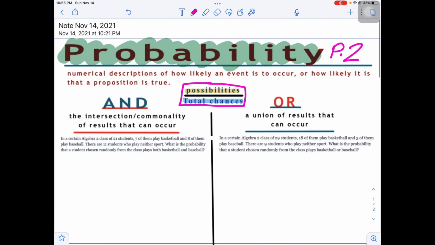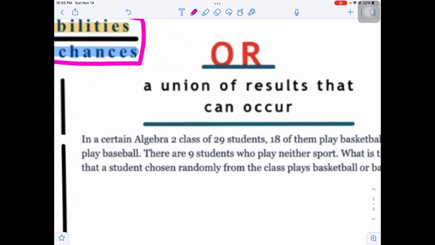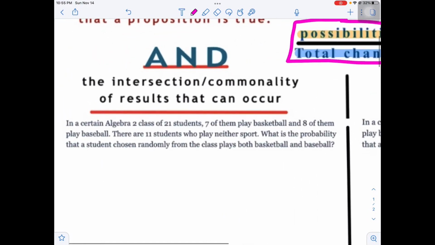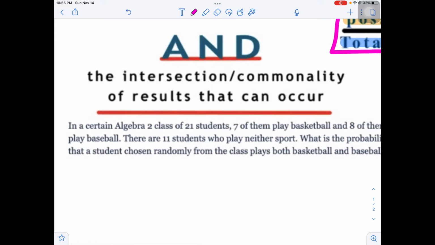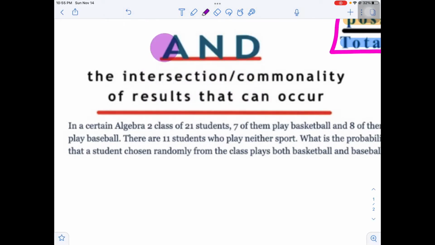Now, in this video lesson, we're going to go over and questions, and we're going to go over or questions. So, the first example question we're going to go over is the questions concerning and. So, in probability, as you will recall, and describes the intersection or the commonality of results that can occur.